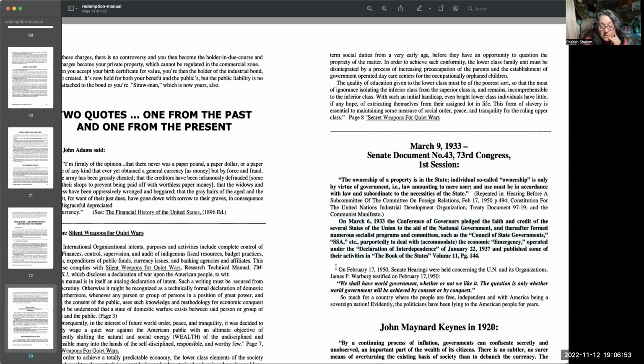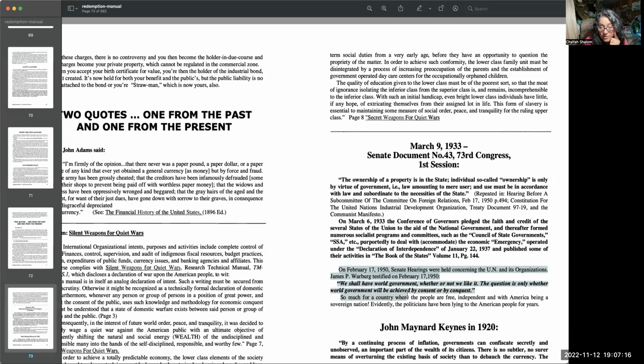On February 17, 1950, Senate hearings were held concerning the UN and its organizations. James P. Warburg testified on February 17, 1950. We shall have world government, whether or not we like it. The question is only whether world government will be achieved by consent or by conquest.